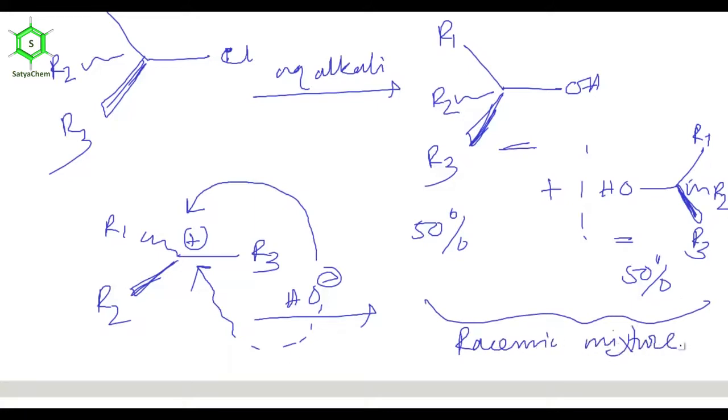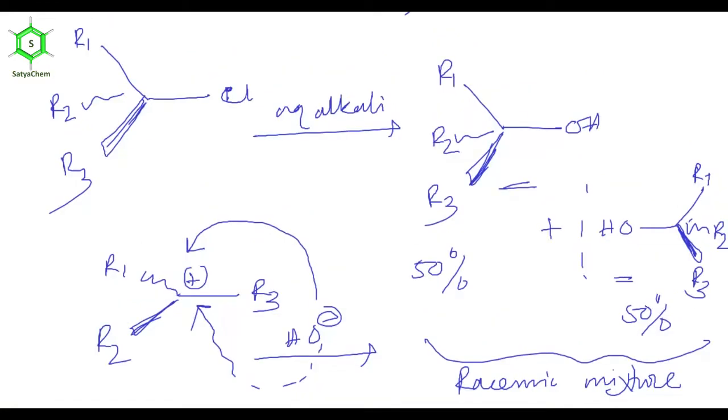Racemic mixture means a 50-50 mixture of an enantiomeric pair. So they are enantiomers, and I will tell you the proper complete definition of enantiomer later, but right now I am telling you that these two are an enantiomeric pair. Okay, clear? So this is a racemic mixture. A racemic mixture is a 50% mixture of two enantiomers.